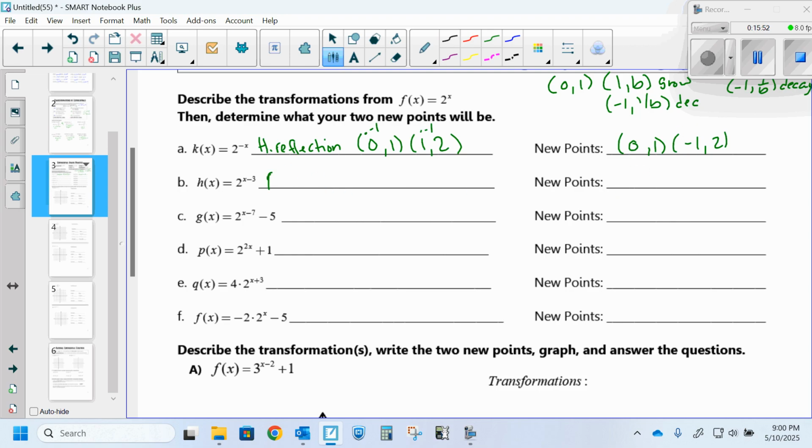Here, this goes right 3. Sorry, I don't really like you abbreviating that. Let's try that again.